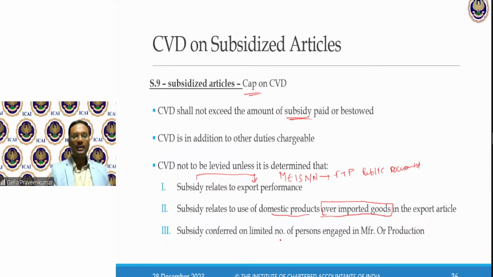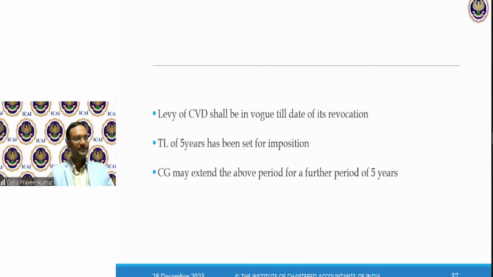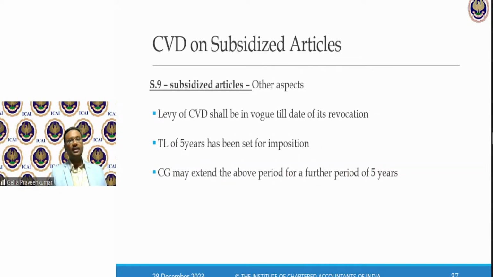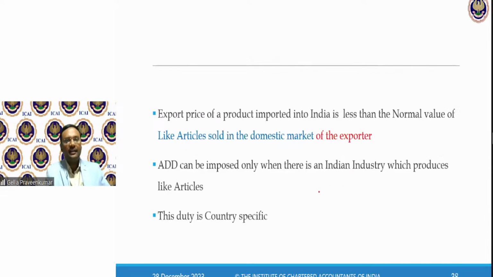Subsidy conferred on a limited number of persons engaged in manufacture. Generally, it is those people who manufacture or produce these goods, not traders, on whom this subsidy is conferred, not otherwise. Other aspects of Section 9: the levy of countervailing duty shall be in force till the date of its revocation. The time limit is 5 years. The central government may extend this countervailing duty for another 5 years.